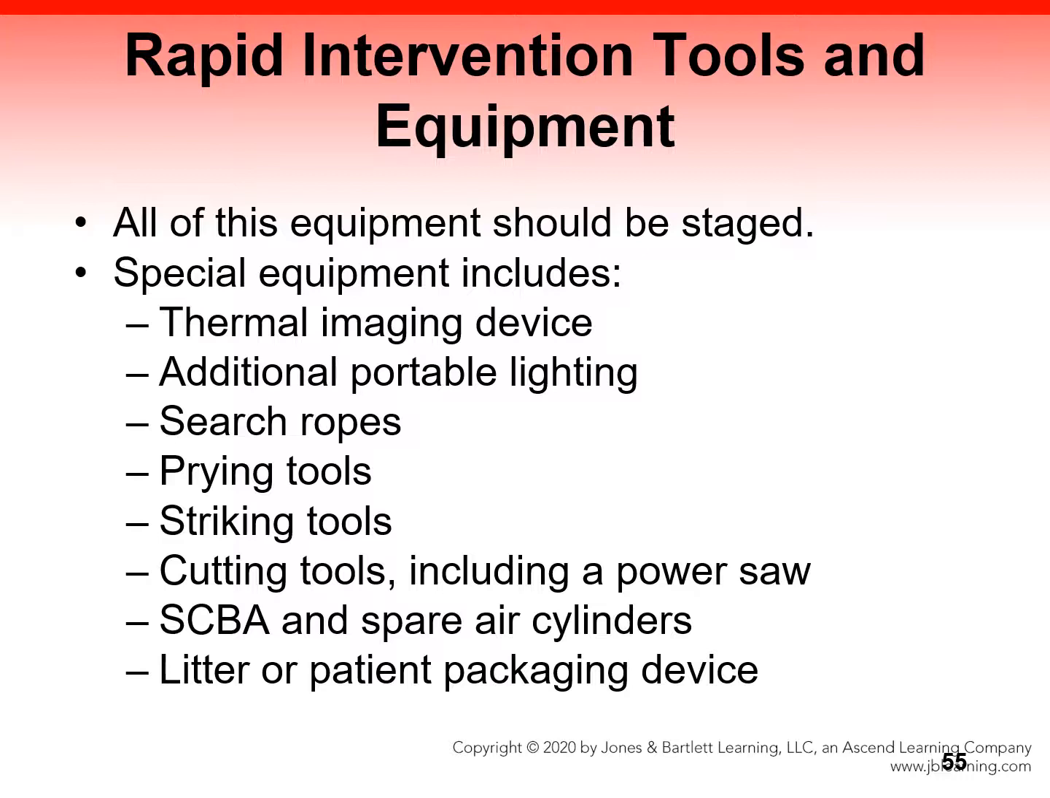All of this equipment should be gathered and staged with the RIC, where it will be immediately available if it is needed. The special equipment that a RIC should carry includes thermal imaging device, additional portable lighting, search ropes, prying tools, striking tools, cutting tools including a power saw, SCBA and spare air cylinders with RIC universal air connection, and a litter or patient packaging device.